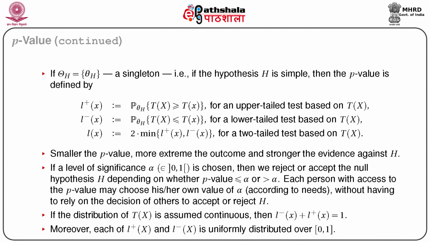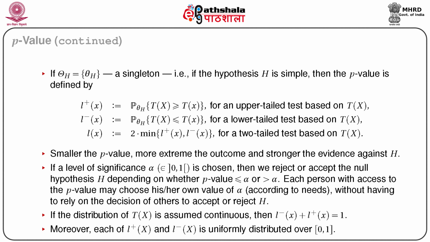The smaller the value of L plus or L minus, the stronger the evidence for the rejection of H, or against H, and we reject H if the p-value is less than alpha, otherwise we accept it. When the distribution of Tx is discrete, we can modify our level actually attained by defining the p-values as follows.